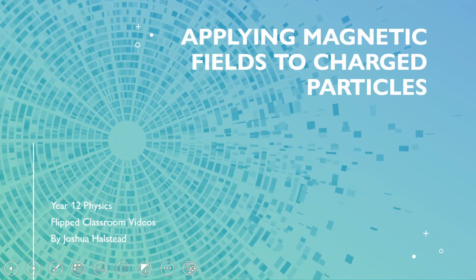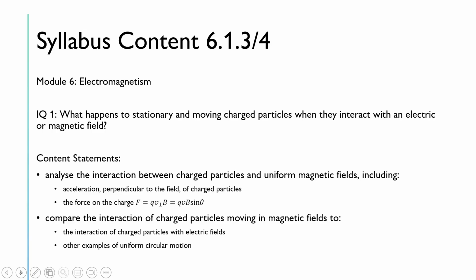G'day, in this video we're going to be applying magnetic fields to charged particles and looking at how that can be a little bit different to applying an electric field to a charged particle. So we're still looking at dot point 6.1, that first inquiry question: what happens to stationary and moving charged particles when they interact with an electric or magnetic field? We're looking at introducing dot points 3 and 4, which focus on that magnetic field aspect of the inquiry question.